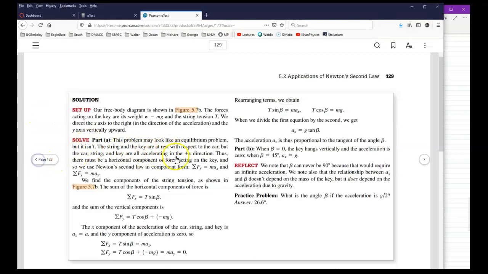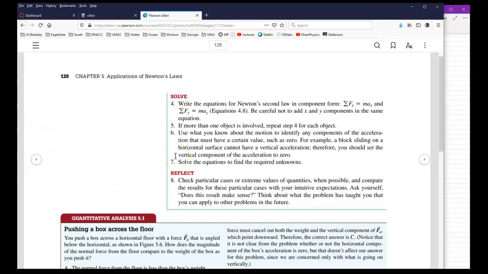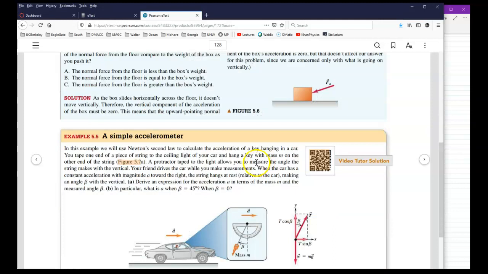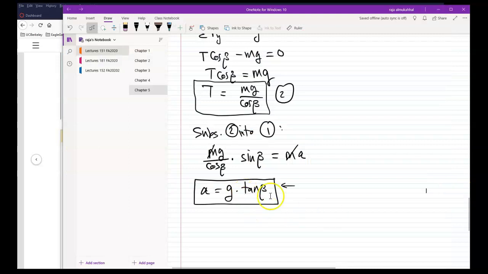He says, you just basically plug in the value. He said in part B, in particular, what is A, the acceleration if beta is 45 and when beta is 0? Let's see. Okay. In other words, if you are accelerating at 45, that makes it really accelerating. You are really pushing hard on the gas pedal. 45 degrees, so we can just plug it in.